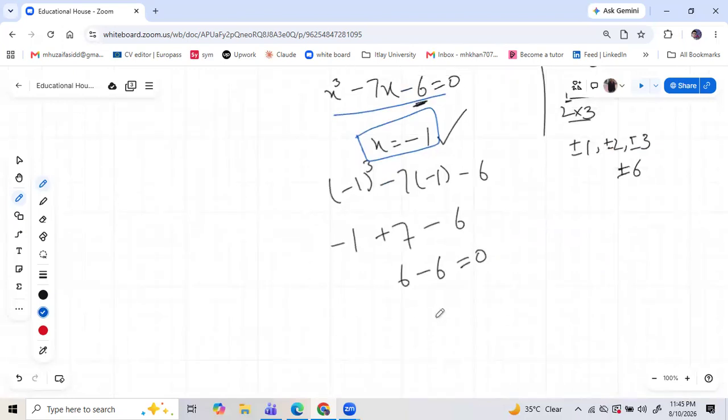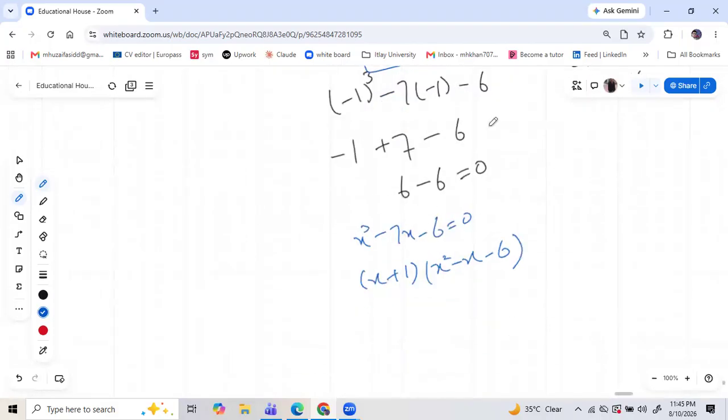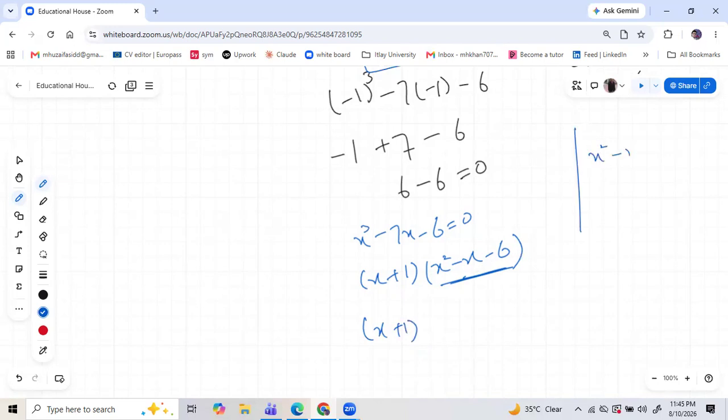So our equation is, like the previous method, x cube minus 7x minus 6 is equal to 0. So on the behalf of this one, I'm writing x plus 1 and then x cube minus x minus 6, and I'm making the quadratic equation here.